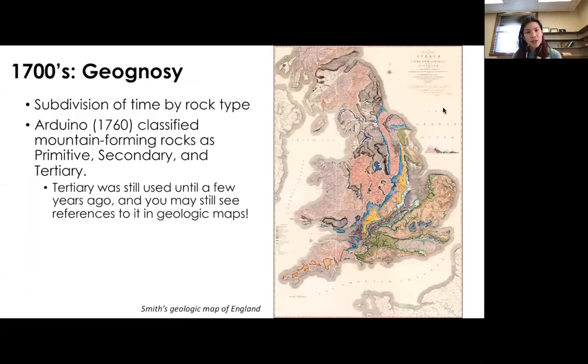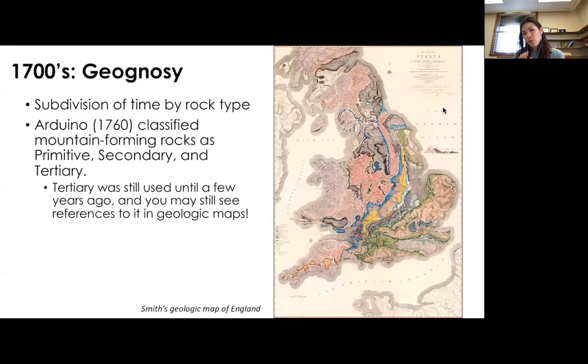So in the 1700s, as we started to get a better idea of all of the rocks around Europe and other central places, geologists started to group time by the rock type. This was called geognosy. Arduino sort of pioneered this in the 1760s, and he classified mountain-forming rocks as either primary, secondary, or tertiary based on their proximity to the central mountain range.